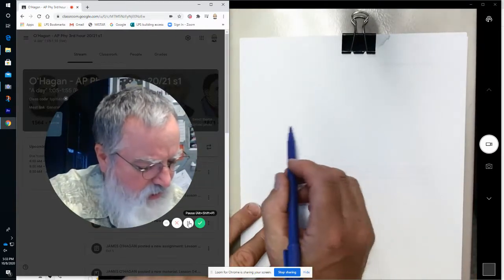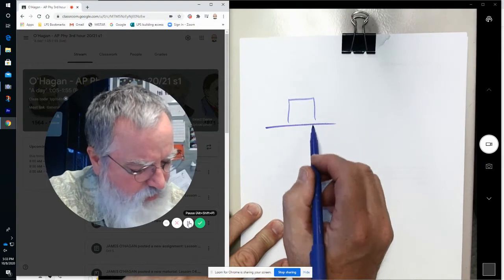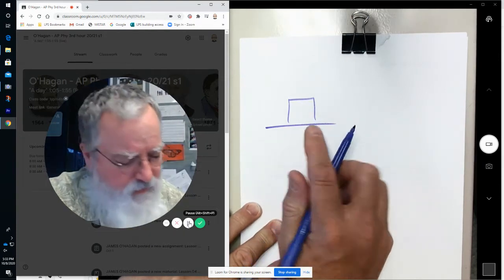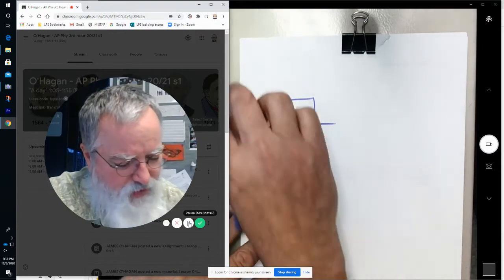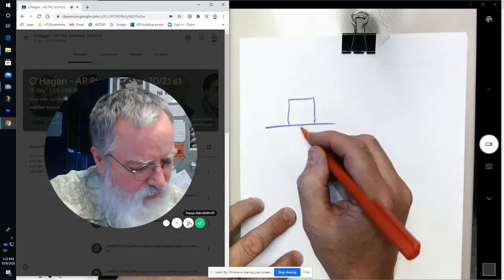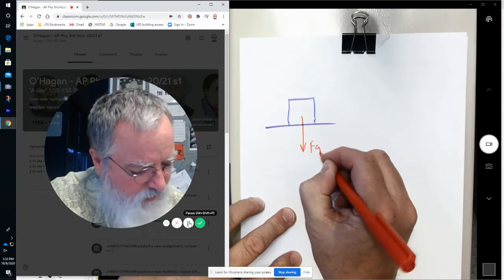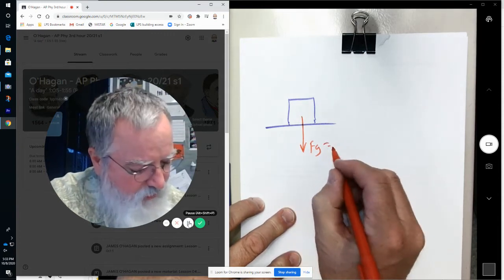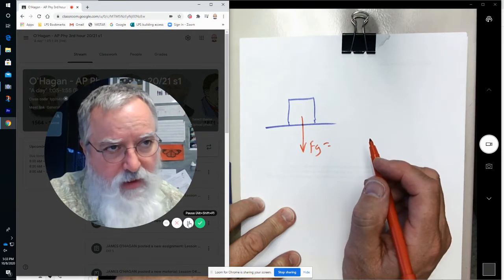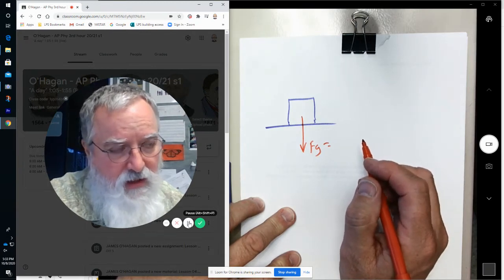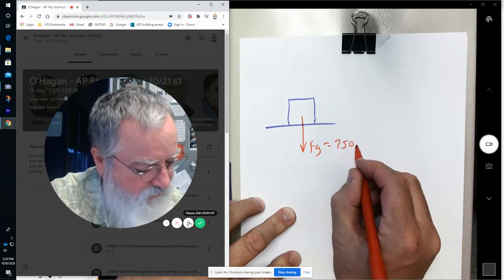So how about this? I got a dude standing on the ground. All right, and I'm going to make the dude look like a box. Okay, so if the Earth pulls down on the guy with, I don't know, what's reasonable? 200-pound person with 980, so let's say 750 newtons.